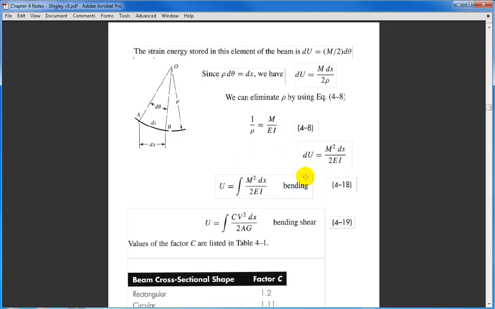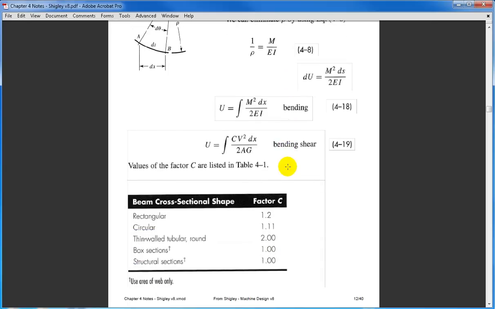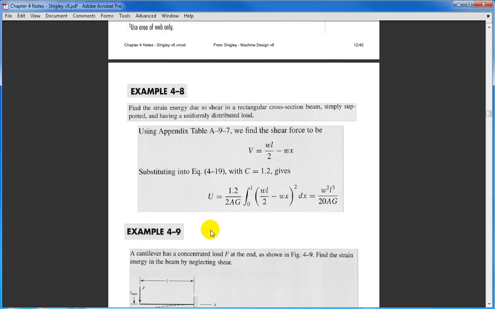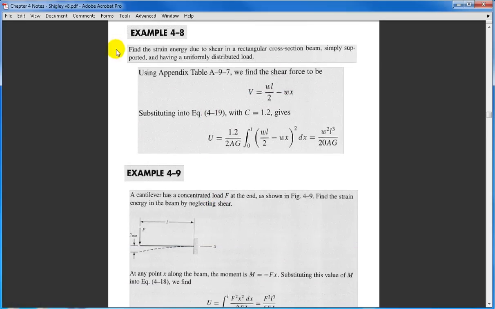Skipping all of this kind of stuff, but basically if we have a beam in bending, the energy stored at a location in a beam in bending, M squared over 2EI, we talked about it briefly, but I'll let you read that. The VQ over IB type shear energy for a beam, formula given here, but there's a C correction factor depending on the shape of the beam. And then we have an example that says find the strain energy due to shear in a rectangular cross-section beam simply supported and having a uniformly distributed load.